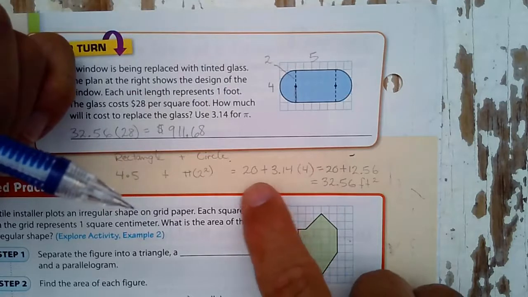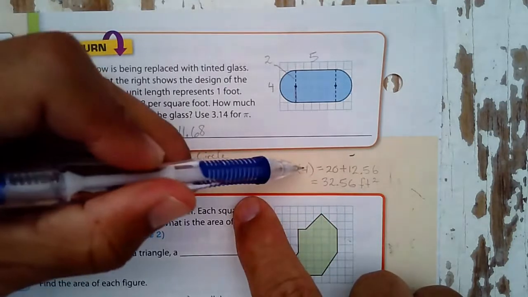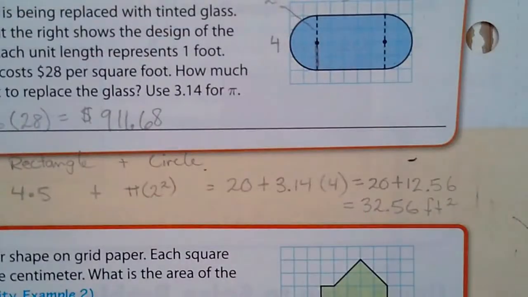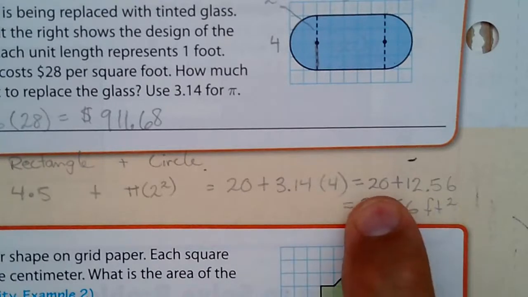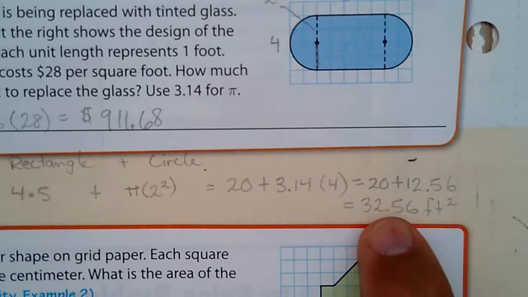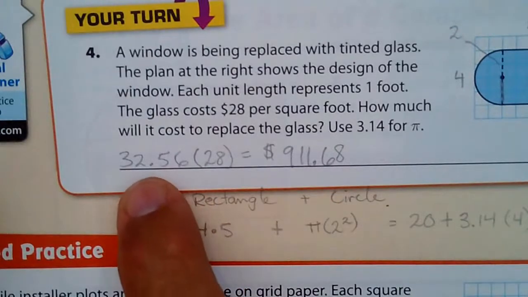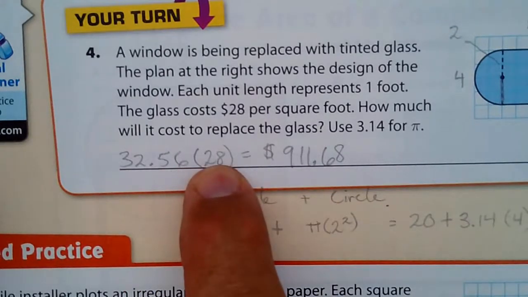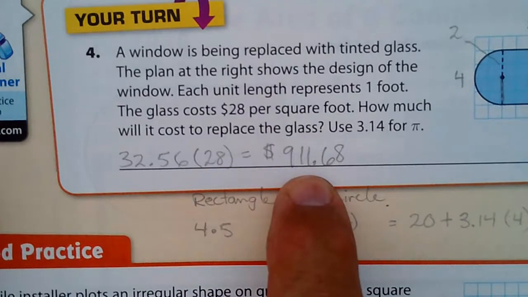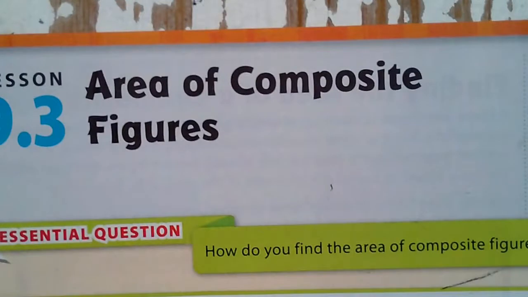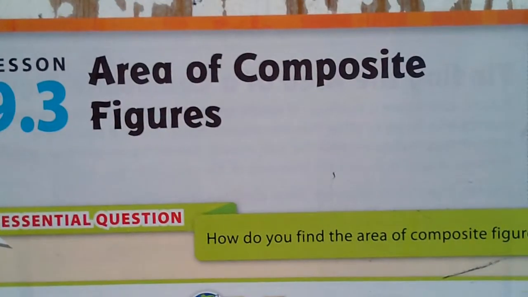Before I can add these together, I have to multiply 3.14 times 4 because you have to follow the order of operations. That's 12.56. And now I have to add the area of the rectangle plus the area of the circle, and that's 32.56. That's the area. That's not our final answer. Remember, we're supposed to find out how much it costs. So the area times this cost per square foot gives us our final cost, $911.68. And so that is the use of area of composite figures and solving those problems involving composite figures.